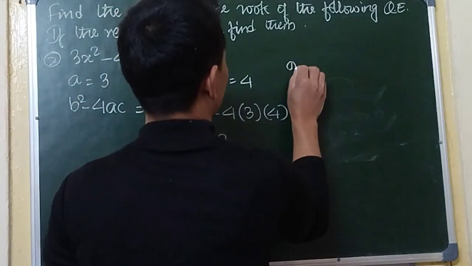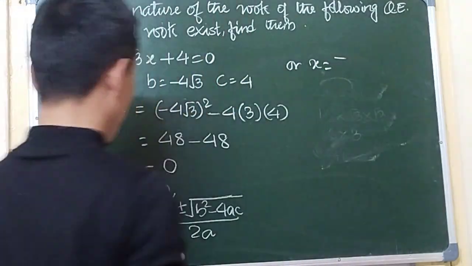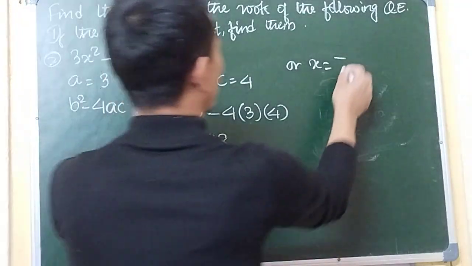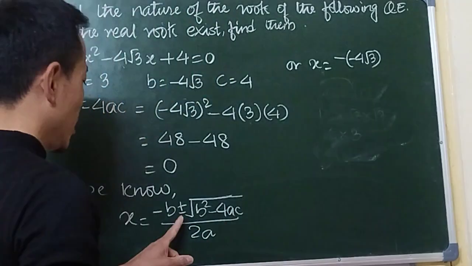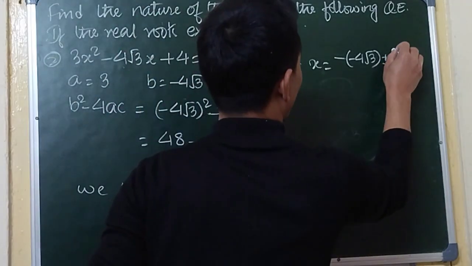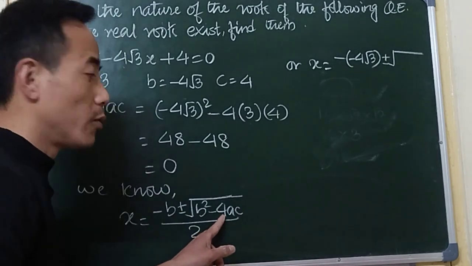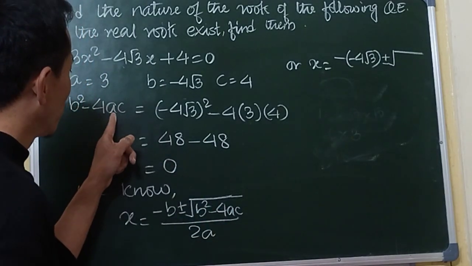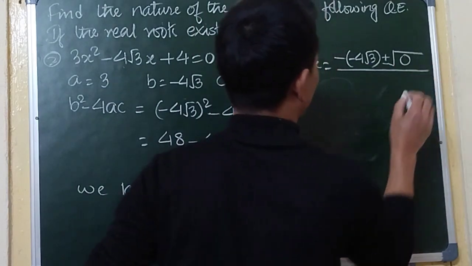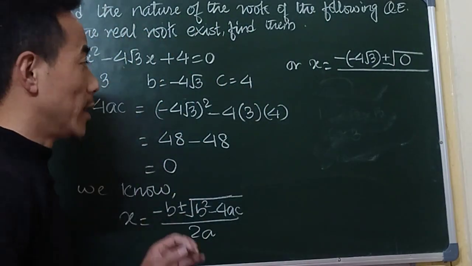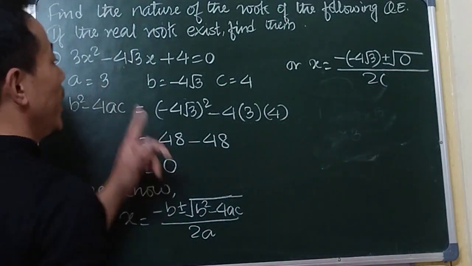So let's find the value of x using the formula. x is equal to, here we have minus b, the value of b is minus 4 root 3, so minus of minus 4 root 3 here. Then we have plus minus under root of b square minus 4ac. We have already found out the value of b square minus 4ac and that is equal to 0. So no need to write the values again or do the calculation again. You can directly use the value that you have obtained. Divided by twice of a and the value of a is 3.